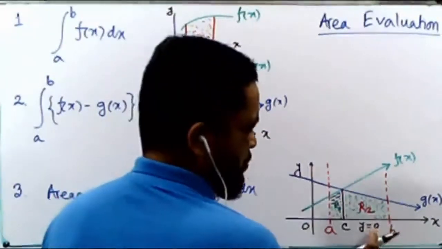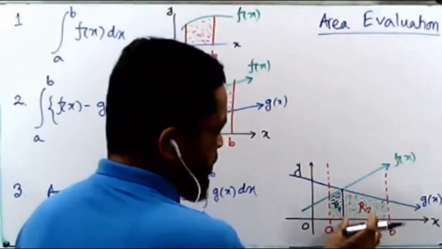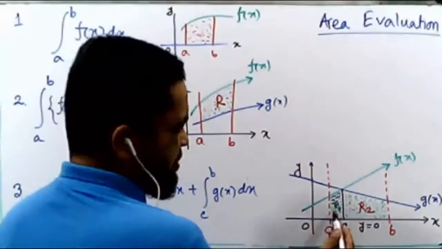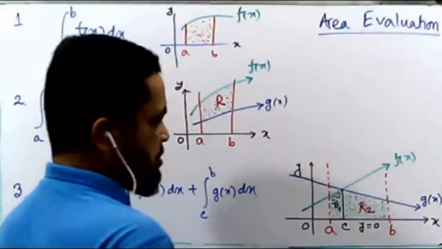আমরা জানি x অক্ষের সমীকরণ y equals to 0. So এইভাবে right boundary টুকু পাইলাম. So total area will be area of the first region plus area of the second region.